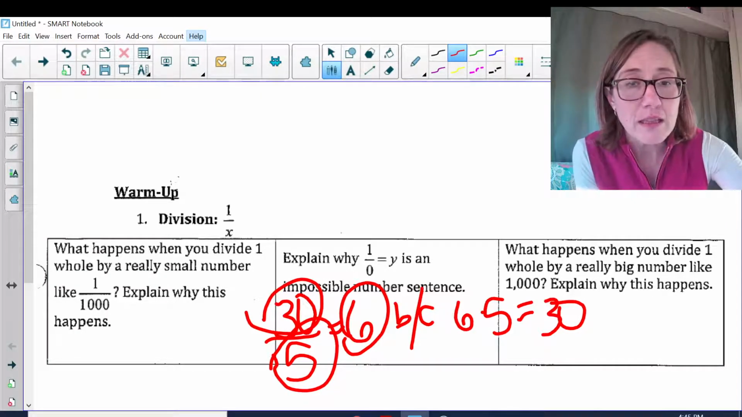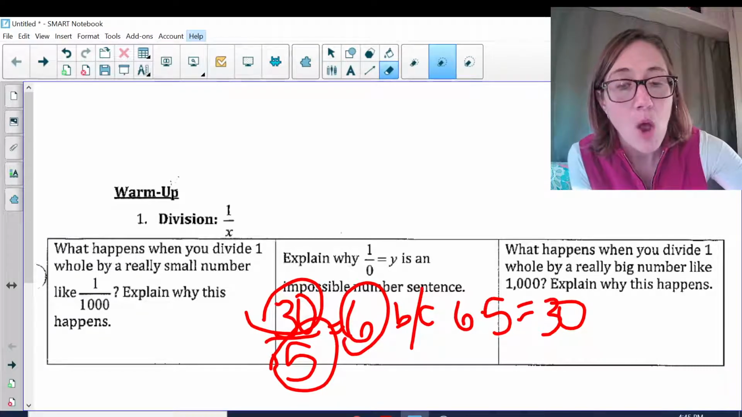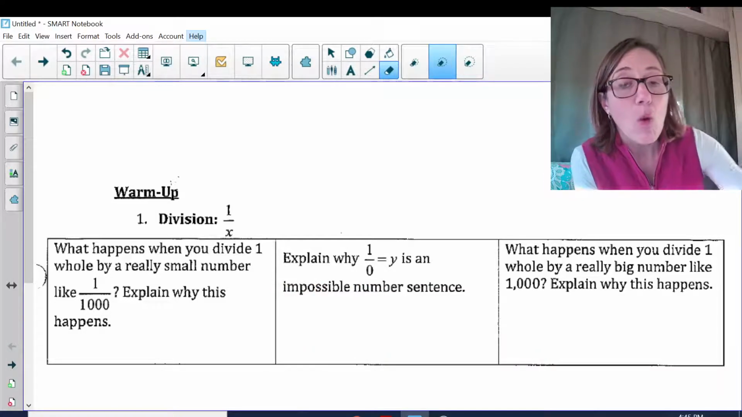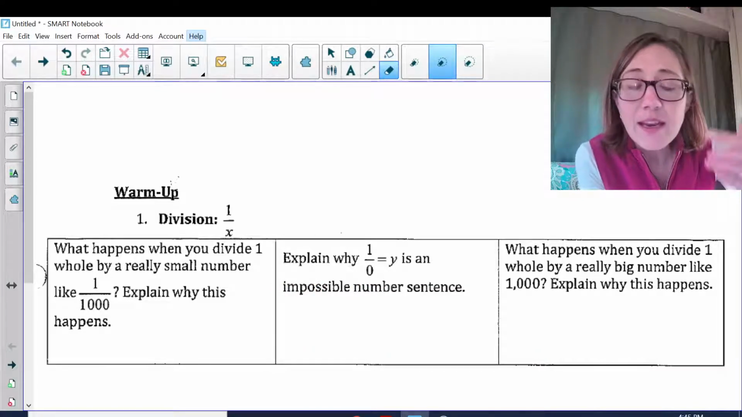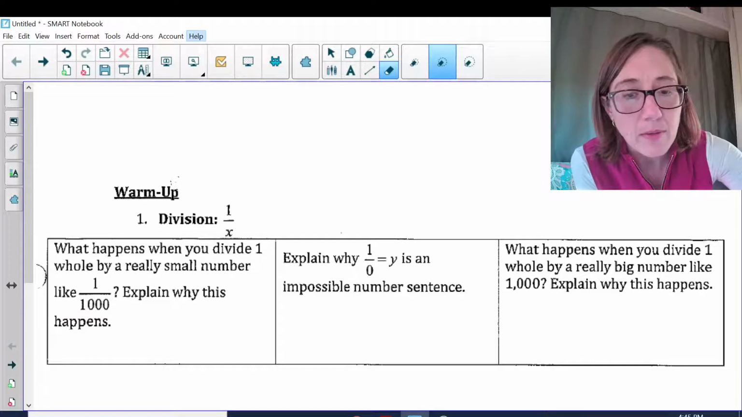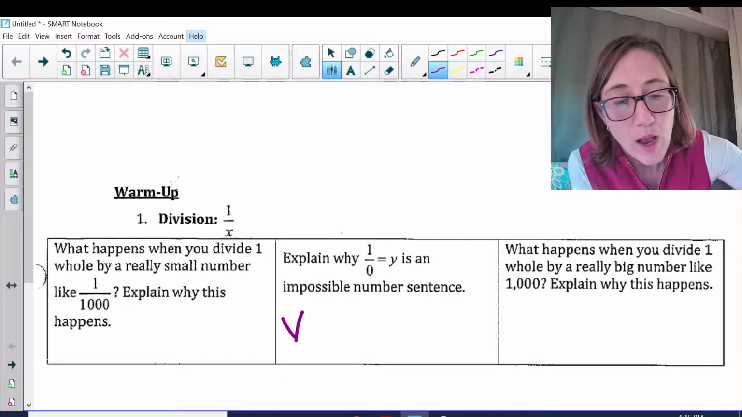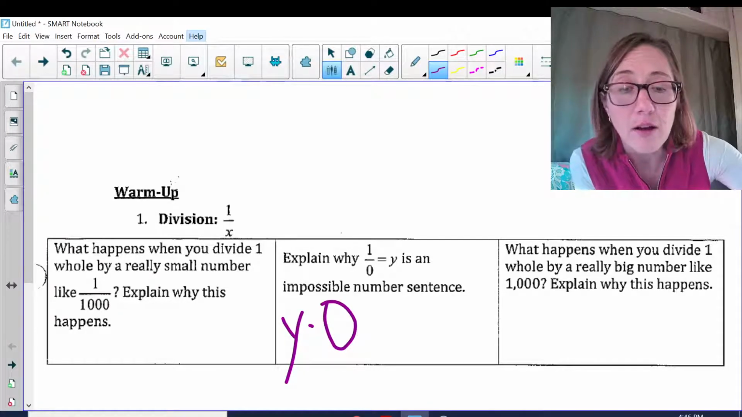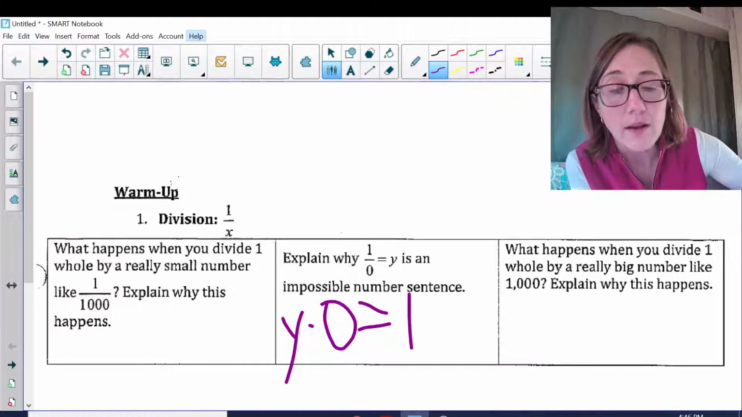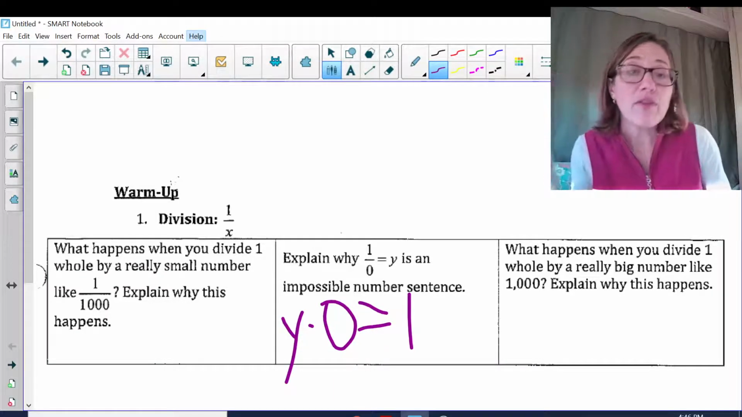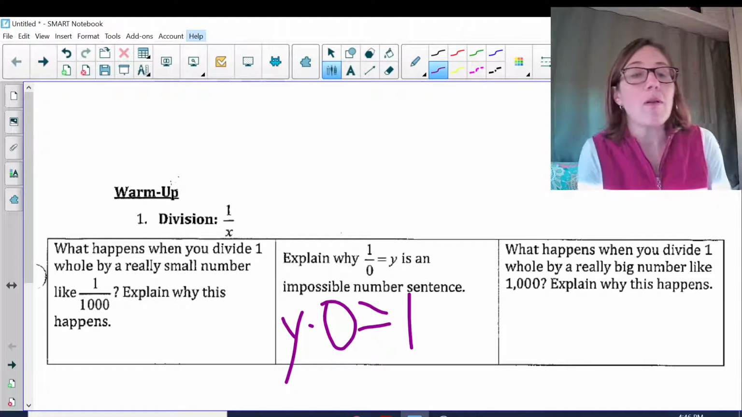So when you see this sentence that says 1 divided by 0 is supposed to equal y, well, if it equals y, then I should be able to say that that answer, the y, times what I am dividing by, the 0, will equal 1. So that should be the multiplication fact proof that we can connect to this problem.